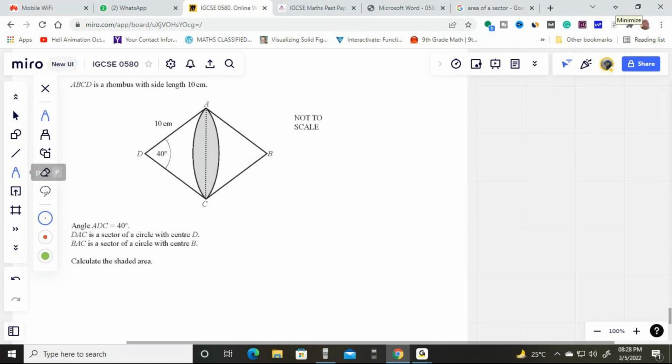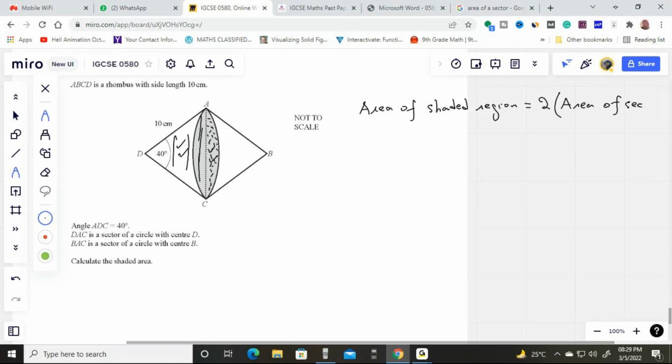You see, if you subtract the area of one of the triangles, this one, from the area of this sector, you can get the area of this portion. So if we find the area of this portion, we can multiply it by 2. In this way, we can find the area of this entire shaded region. So the area of the shaded region is equal to 2 times the area of a sector minus the area of an isosceles triangle.